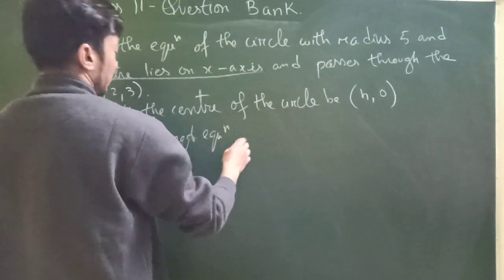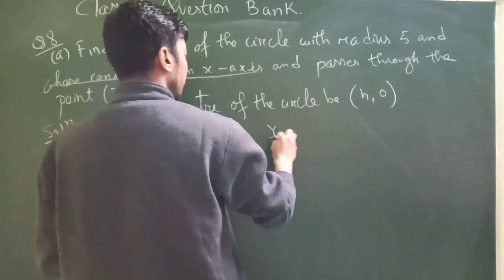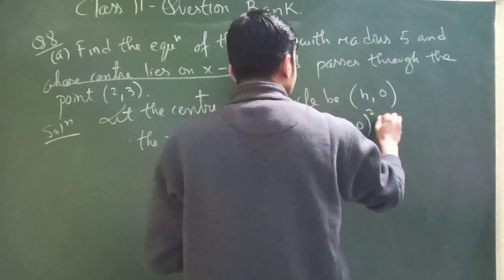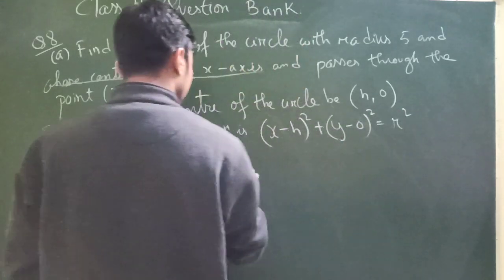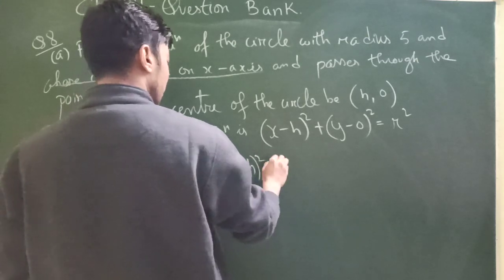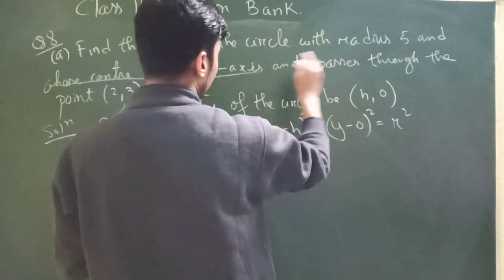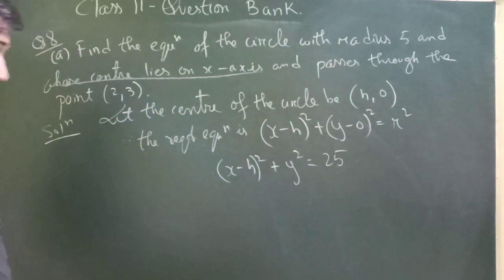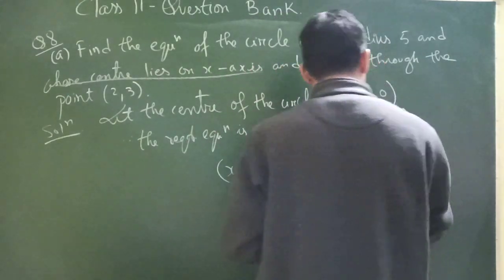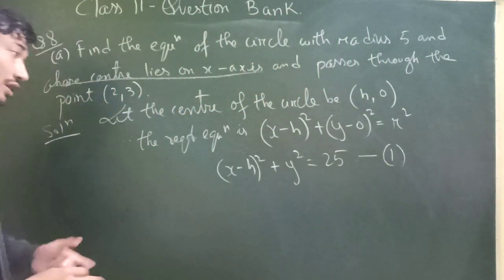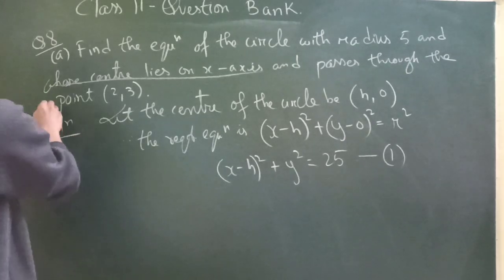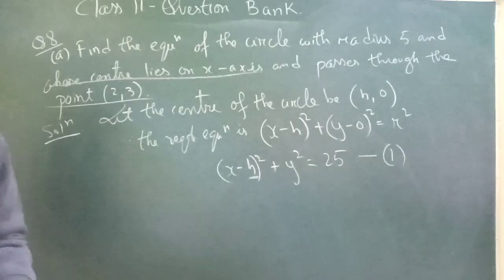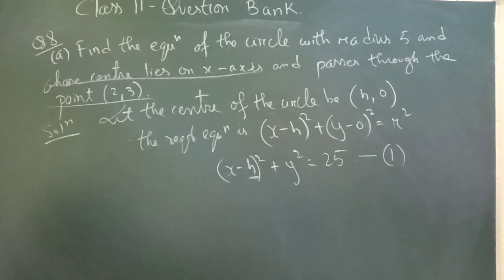So the required equation of the circle will be (x minus h) whole square plus (y minus 0) whole square equal to r squared. So that's going to be (x minus h) whole square plus y square equal to r squared. That's 5 for us, so that's of course 25. So maybe this is our equation 1. That's going to be the main equation of the circle. Simple as that. Now it's also given that the circle passes through the point 2, 3. So maybe with that information we will be able to find out h, and that's all we need to get our solution done.